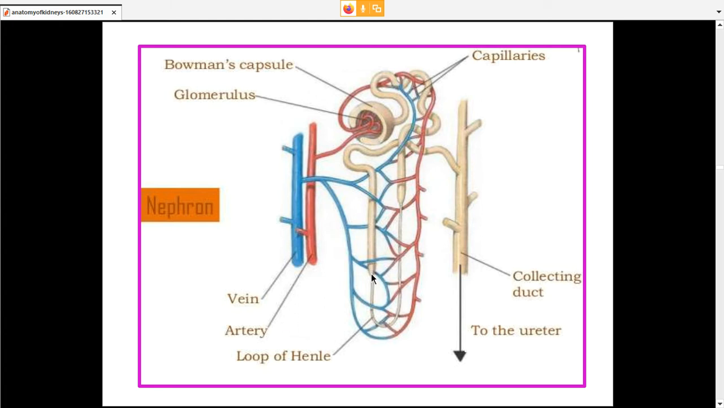Then after that, it opens into the thin descending segment. Then we can identify a loop called Henle's loop or loop of Henle. Then it extends upwards as the thin ascending tube. Then it opens into the thick ascending tube. Then it opens into the distal part called the distal convoluted tubule. And here we can identify the PCT, the proximal convoluted tubule, and here it is the distal convoluted tubule.